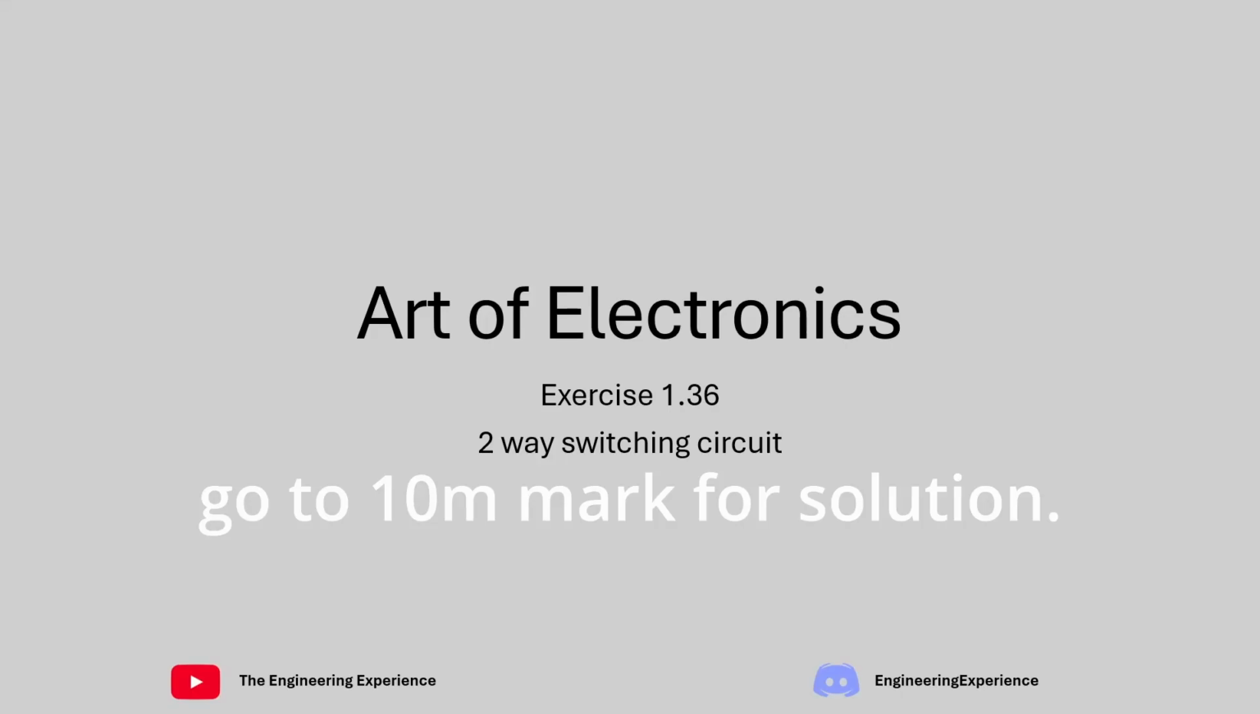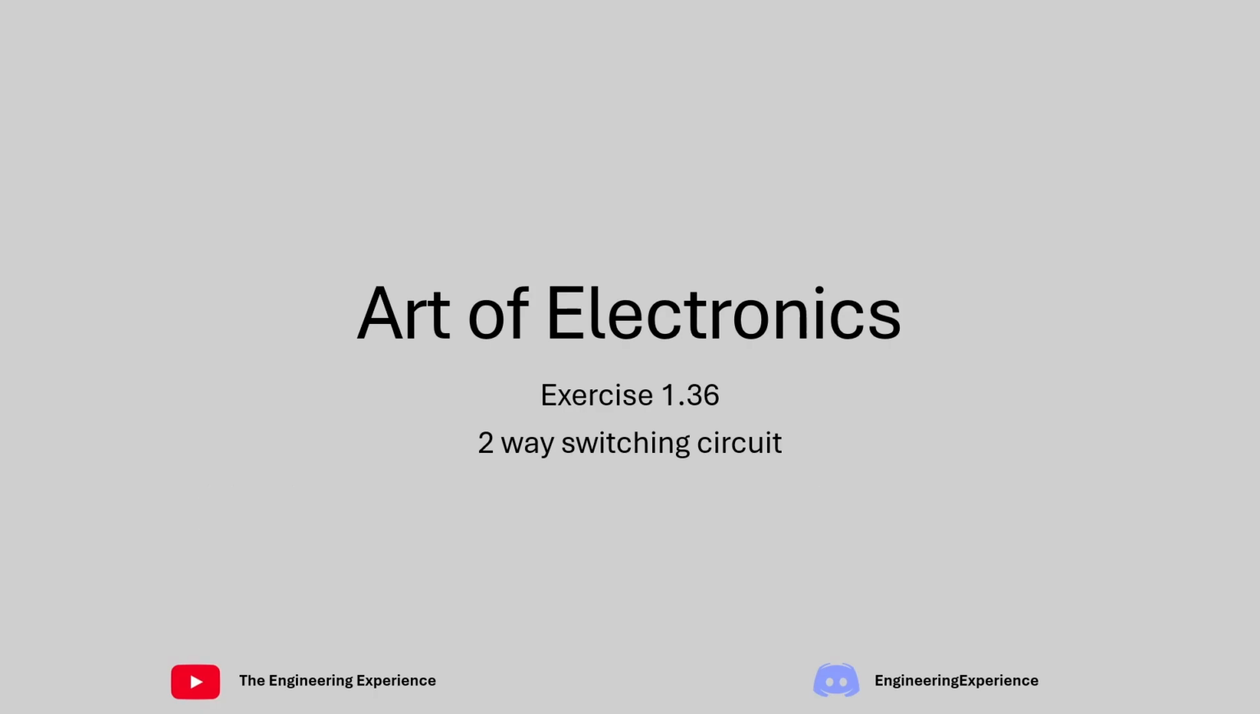In today's video, I'm going through exercise 1.36. In this exercise, we need to determine how electricians wire up switches. Basically, the two-way switches that you might have in your house, where both switches can turn the light on or off. Basically, they toggle them.